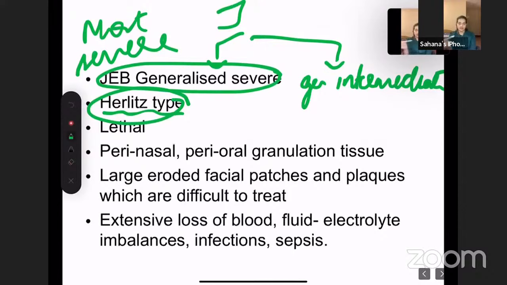type of EB. If you have a multiple choice question, suppose for example, which is the most severe type of EB, and the options given are epidermolysis bullosa simplex severe, junctional EB generalized intermediate, junctional EB generalized severe, dystrophic EB generalized severe. The answer should always be junctional EB generalized severe.